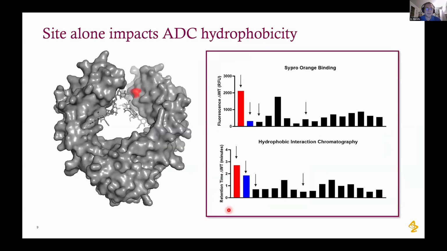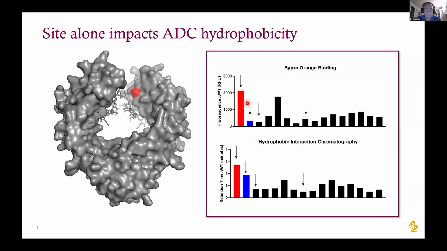Okay, so the first thing that we looked at is positions on the Fc domain that are conserved across antibodies to see if we could find sites that could hold payloads optimally. And we chose to really focus in on hydrophobicity, the overall hydrophobicity of the ADC conjugate. So we selected a number of different positions and we generated ADCs at those sites with hydrophobic payloads, and then used two hydrophobicity assays to evaluate the global hydrophobicity of that ADC.